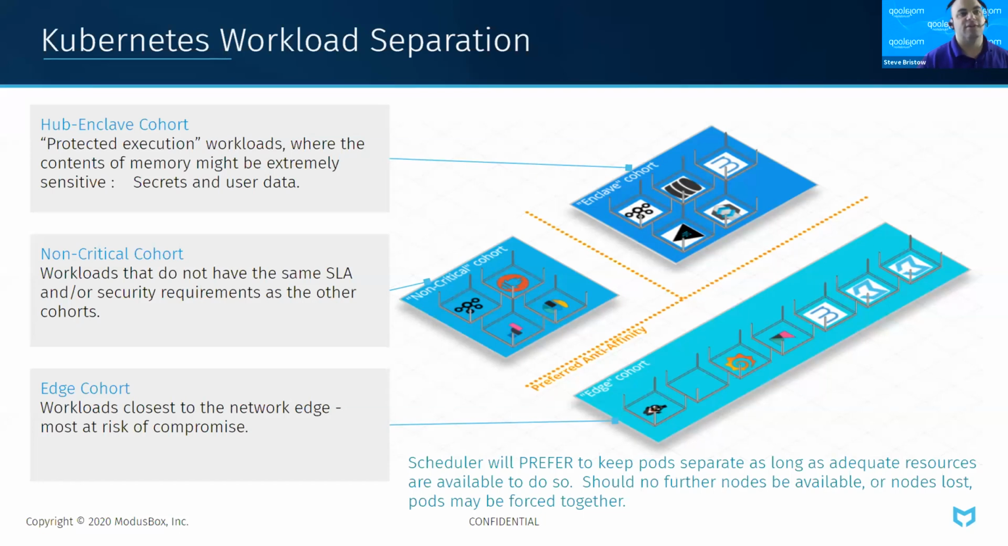There's 3 cohorts involved: a cohort of non-critical workloads for monitoring and so on and so forth. The hub enclave cohort is the golden fleece, as it were.